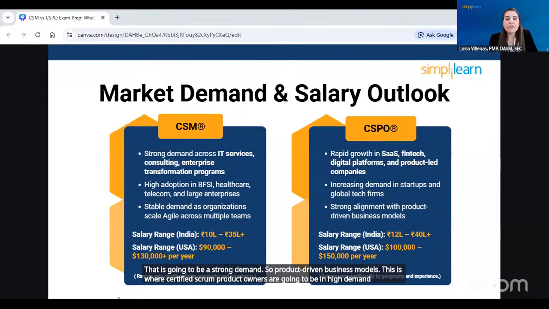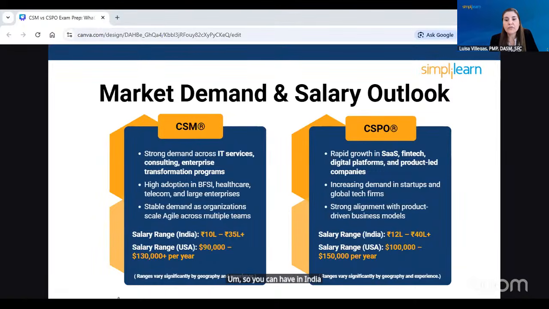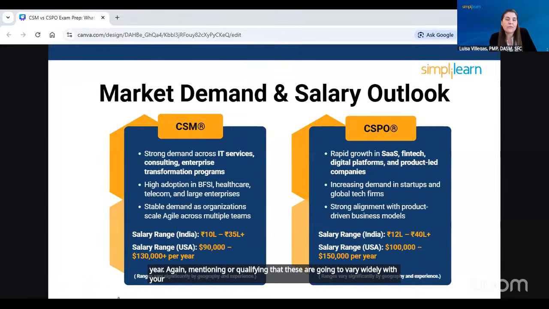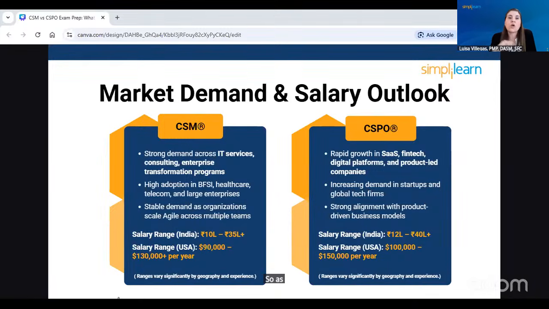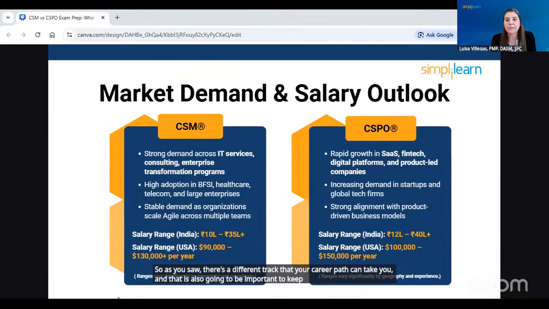And the salary range, as you can see, is just a little bit higher than the Scrum Master. So you can have in India 12 to 40 lakhs, or in the US 100 to 150,000 per year. Again, mentioning and qualifying that these are going to vary widely with your experience. It's not the same if you're a Scrum Master as if you are a senior enterprise Agile coach. So as you saw, there are different tracks that your career path can take you, and that is also going to be important to keep in mind.